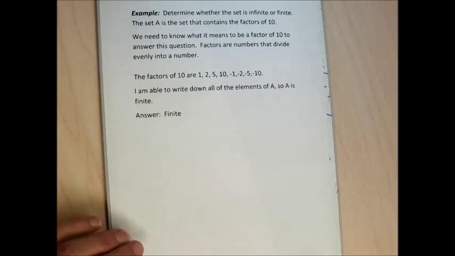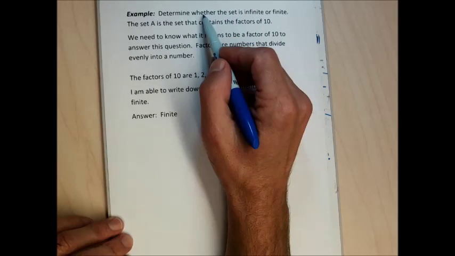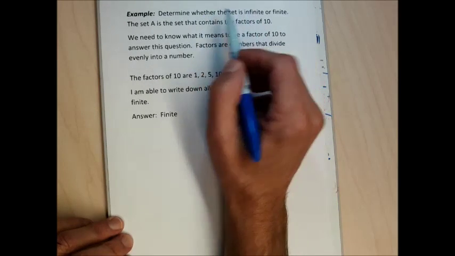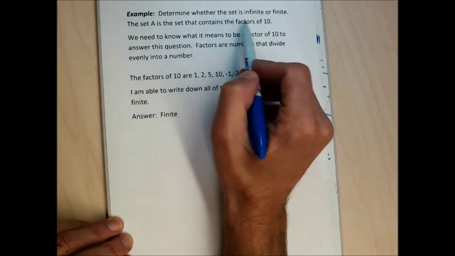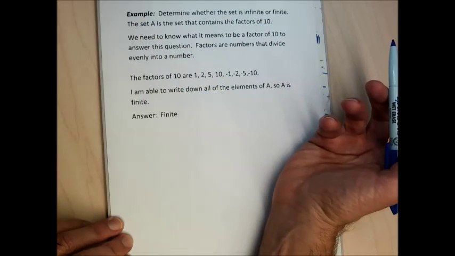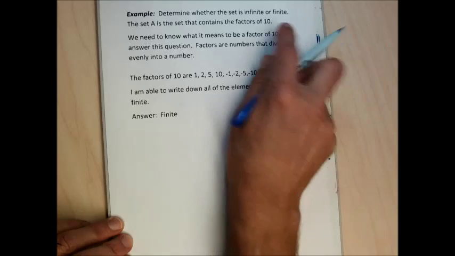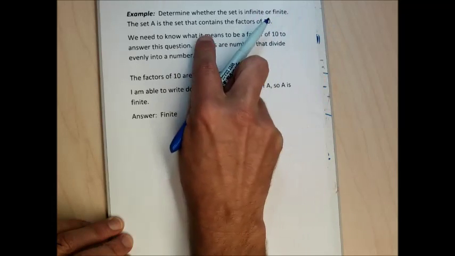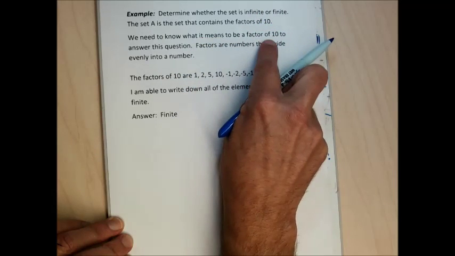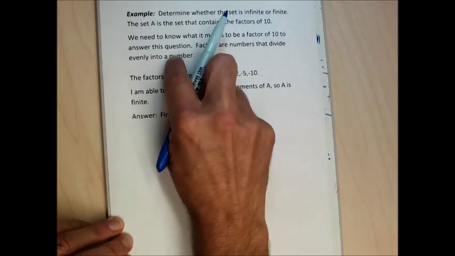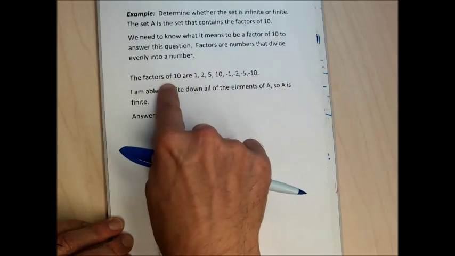All right, another example. Determine whether the set is infinite or finite. The set A contains the factors of 10. Of course, if you don't know what it means to be a factor of 10, this is a hard question to answer. So we need to know what it means to be a factor of 10. Factors are numbers that divide evenly into a number. So I wrote down the factors of 10.